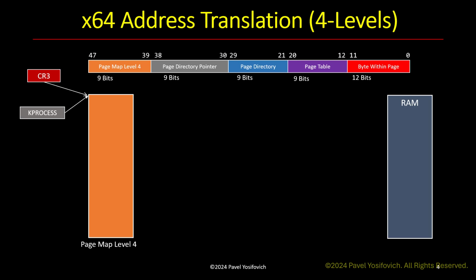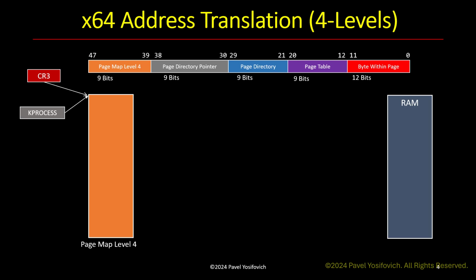And we have this one data structure called page map level 4, which is known to the processor, stored in the CR3 register on x64 processors, and also stored in the KPROCESS structure of the appropriate process. So whenever we have a context switch between threads, and maybe these threads belong to different processes, CR3 has to be loaded from the value stored in the KPROCESS, so that it knows where to start translation for this particular process.